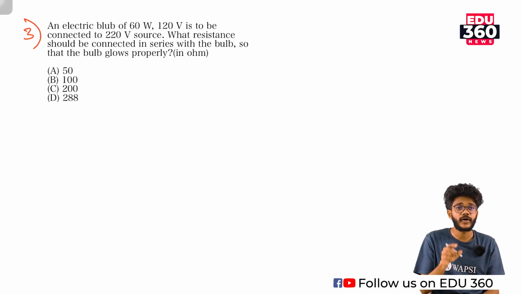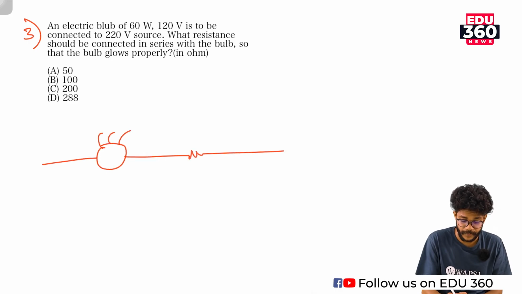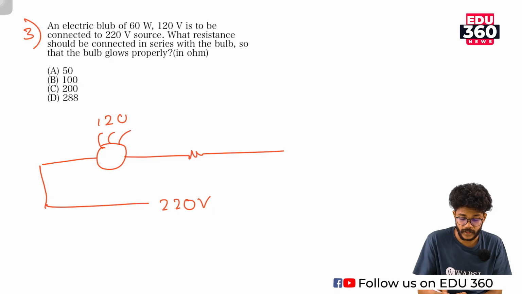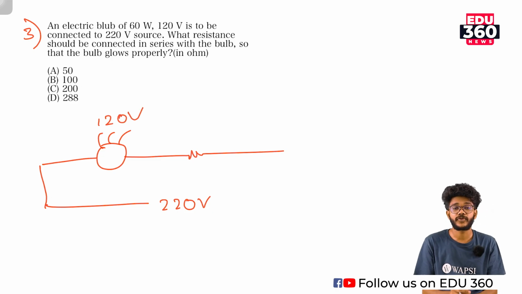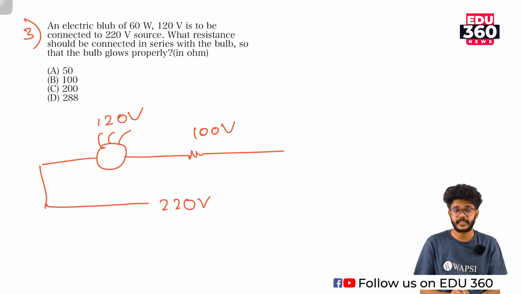That resistance is called a shunt resistance, to be given in series with the bulb for the proper glowing of the bulb. So if this is the bulb, a resistance is to be given. Here we have a source of 220 volt. Here we only want 120 volt. So how much potential is to be dropped? 100 volt is to be dropped by the resistance.